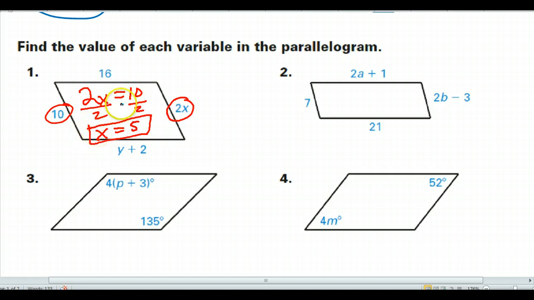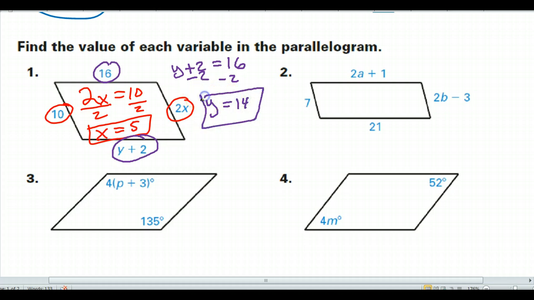Okay? Now, Josue, how am I going to find y, brother? Can you give me another equation? All right, dame otra ecuación. Y plus 2 equals 16. Perfect, okay? He said y plus 2 equals 16 because opposite sides are congruent. This side should equal that side. Subtract 2. That's going to give me y equals 14. Okay, pretty easy stuff, agreed?